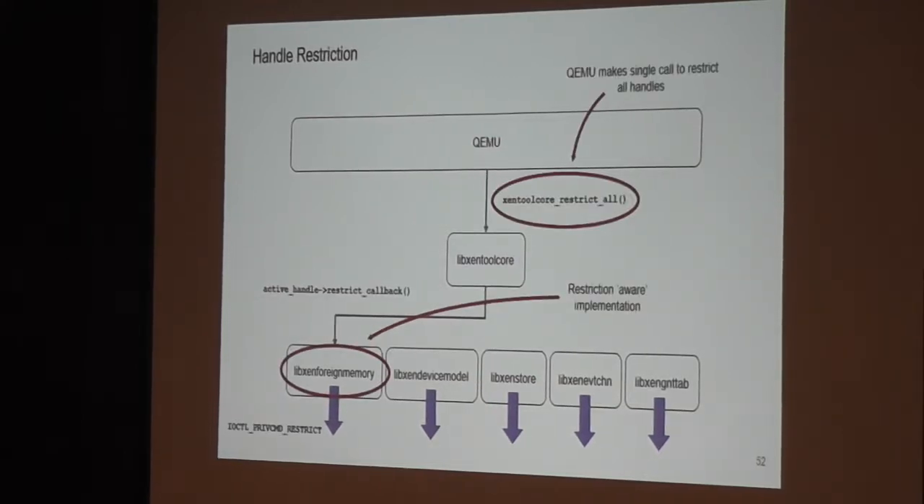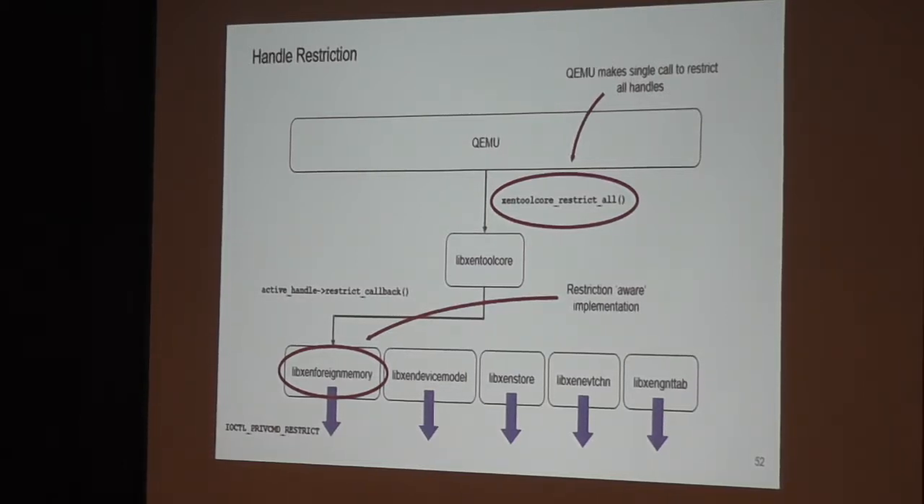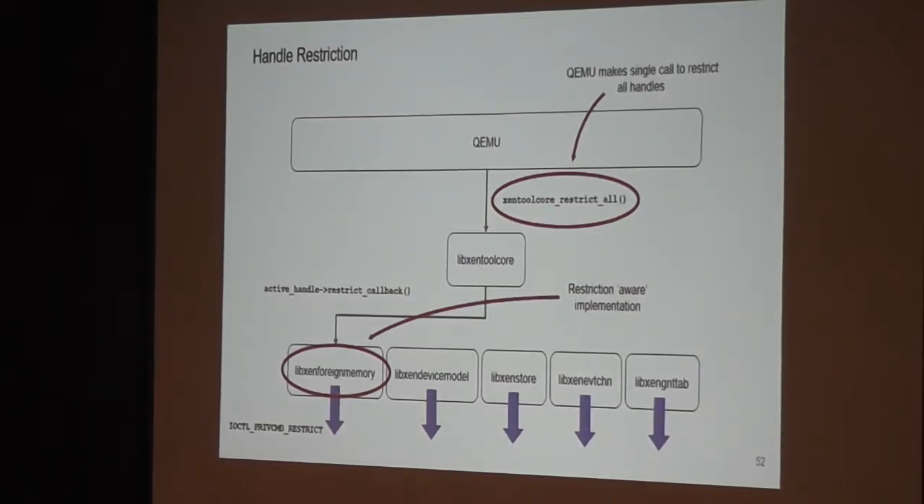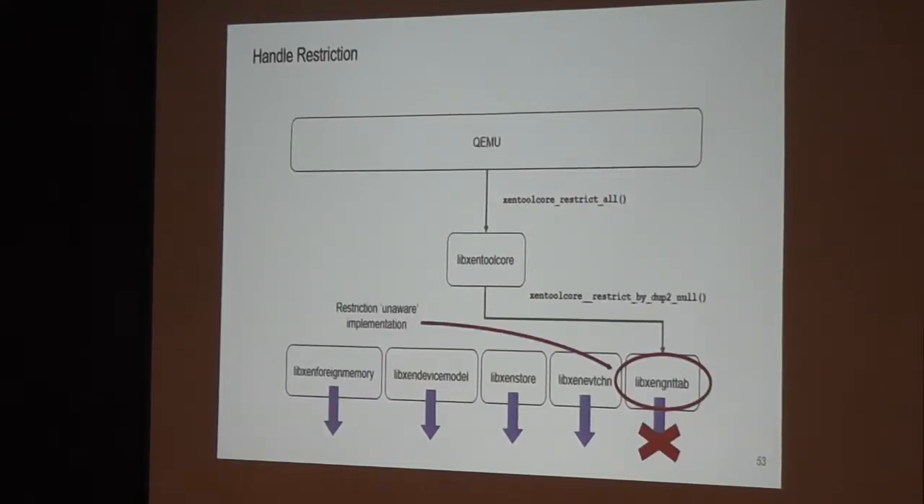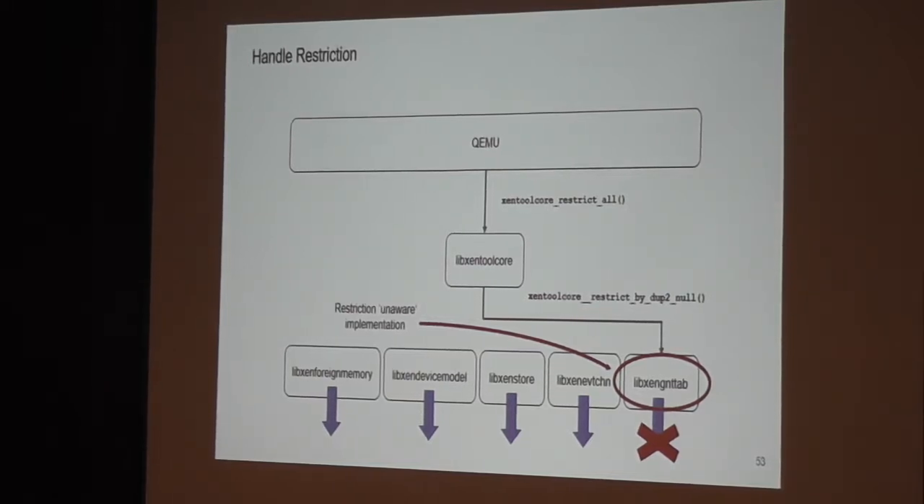And that means that QEMU can then issue a restrict all operation to toolcore. Toolcore knows about all the active handles that QEMU has open, and it calls a restrict callback. For libxenforeignmemory, that will then cause the IOREQ privcmd restrict operation to be issued, restricting that file handle. Some of the libraries don't actually have any mechanism to restrict so far. So there's a default way of restricting, which is slightly hacky, but it works, which is basically where we take the open file handle and we dup it onto a file handle opened against /dev/null, which means that anything that's issued down that file handle from then on will go nowhere.